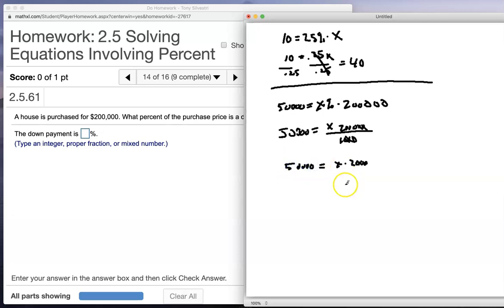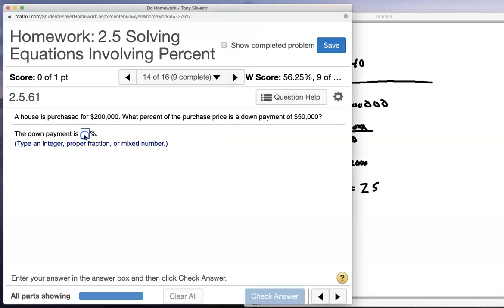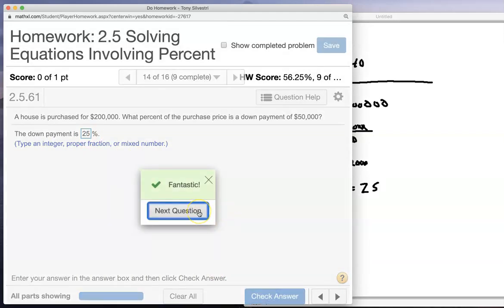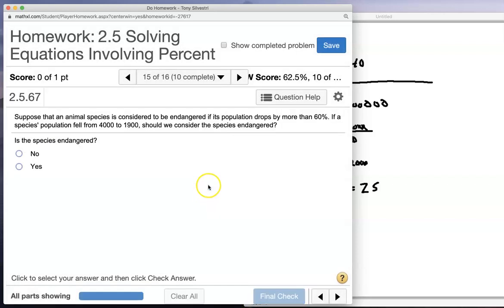So you could have done the reciprocal, but the long and the short of it is I can divide 100 into 200,000 to get 2,000, and I'm going to divide both sides by 2,000. 50,000 over 2,000 equals X. Cancel out 3 zeros: 50 over 2. I don't need a calculator. 25. 25%. Is that right? I am so happy with myself. So proud.